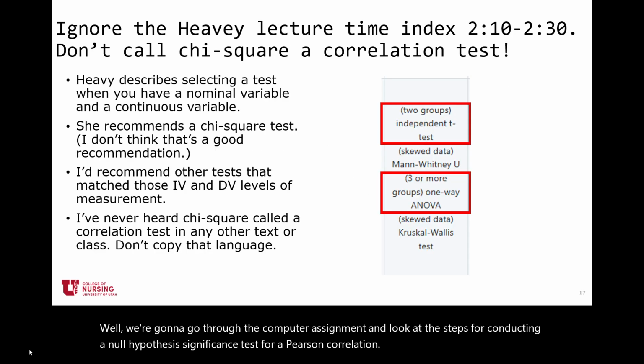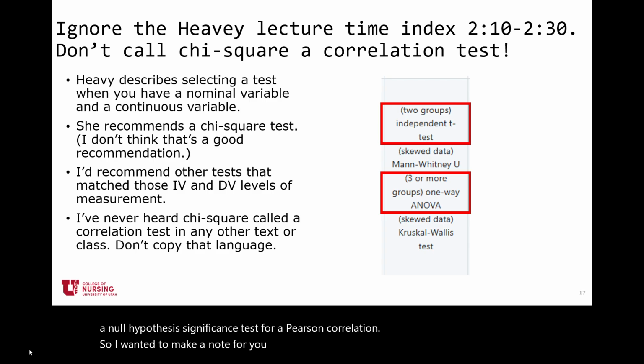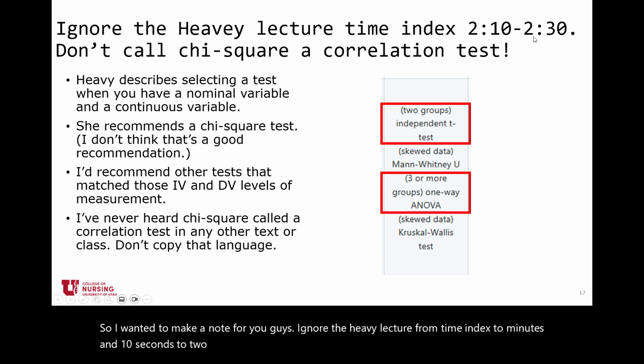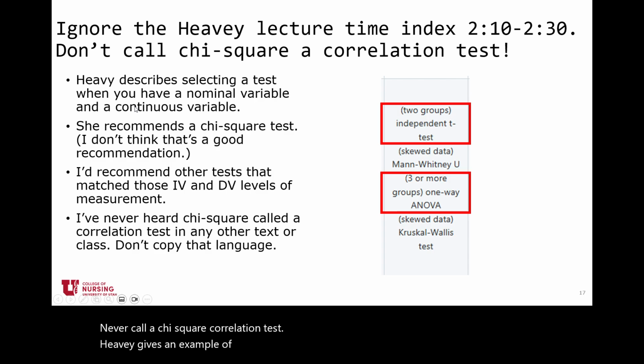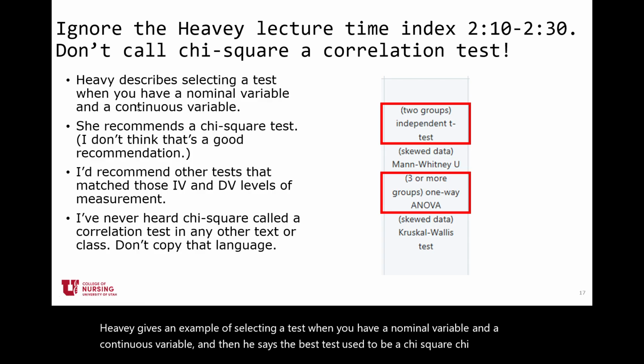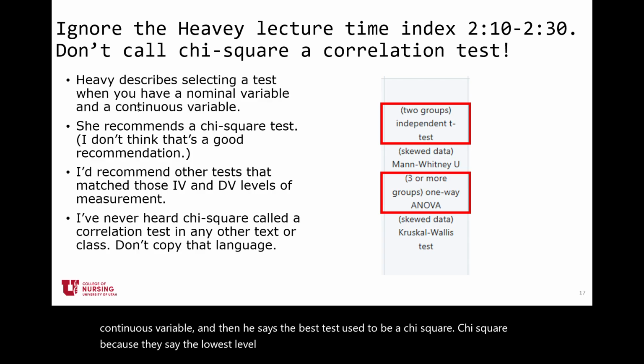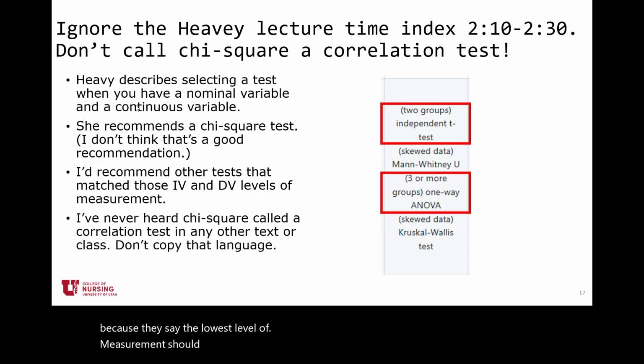So I wanted to make a note for you guys. Ignore the Hebe lecture from time index 2 minutes and 10 seconds to 2 minutes and 30 seconds. Hebe is talking about a chi-square. Never, never, never call a chi-square a correlation test. Hebe gives an example of selecting a test when you have a nominal variable and a continuous variable. And then Hebe says the best test used would be a chi-square because they say the lowest level of measurement should drive this test selection. And Hebe is partially correct here.